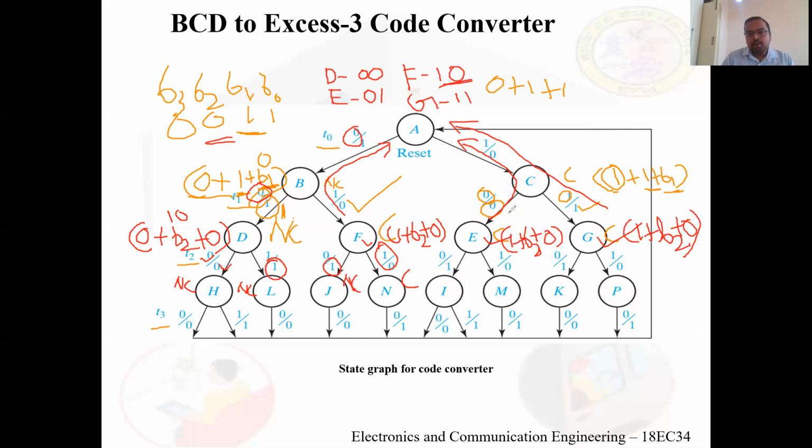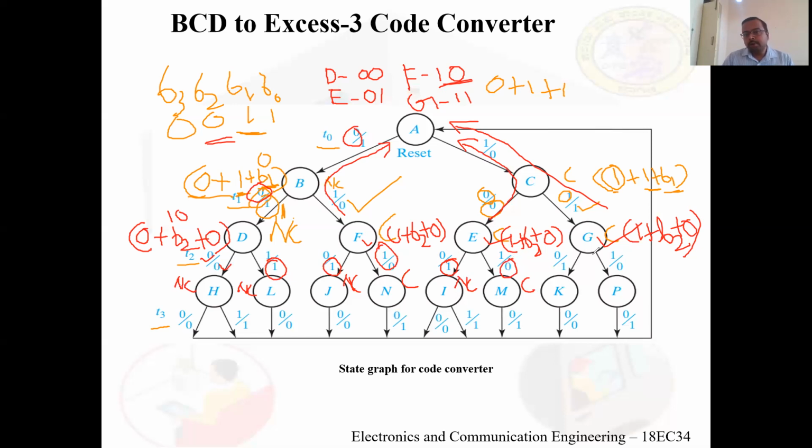Similarly, now for E, as I said here, 1 plus B2 plus 0. Now how do you generate for this one? B2 is 0, 1 plus 0 plus 0 will be 1 here. And this is also how do you write it? Now it is 1 plus 1. The carry will be generated for this one. There is no carry generated. The output will be 0.